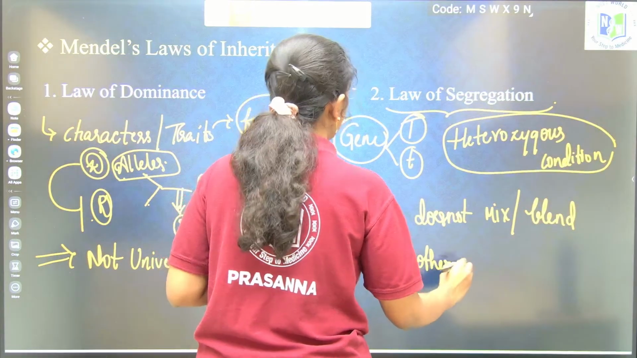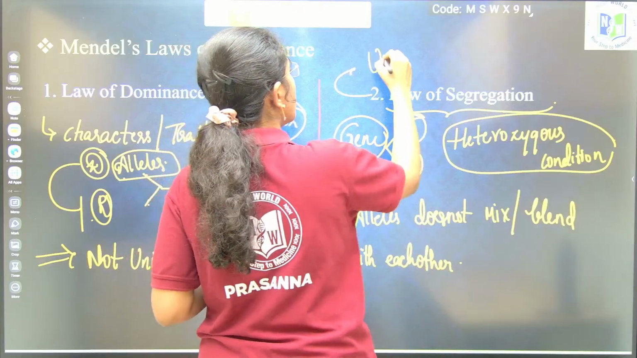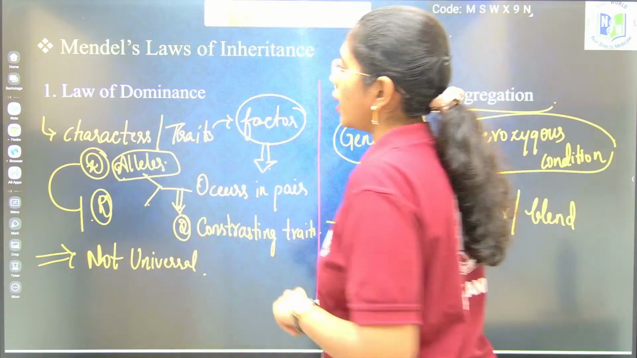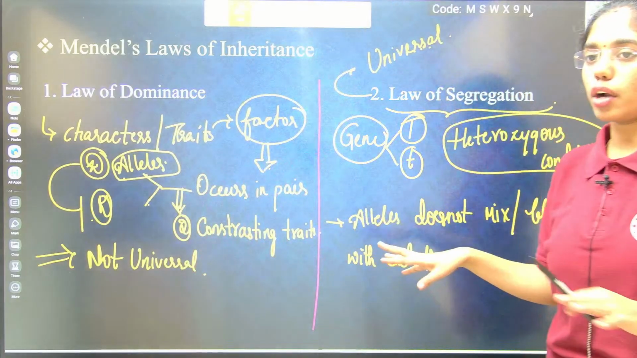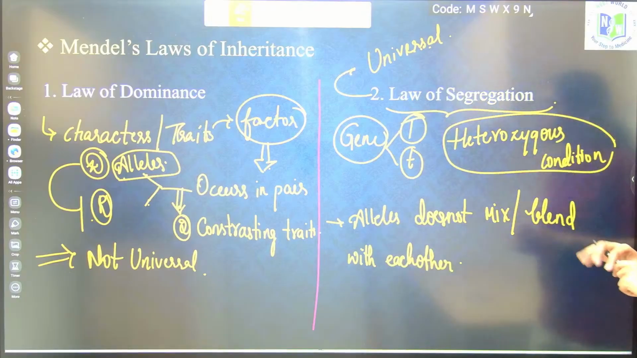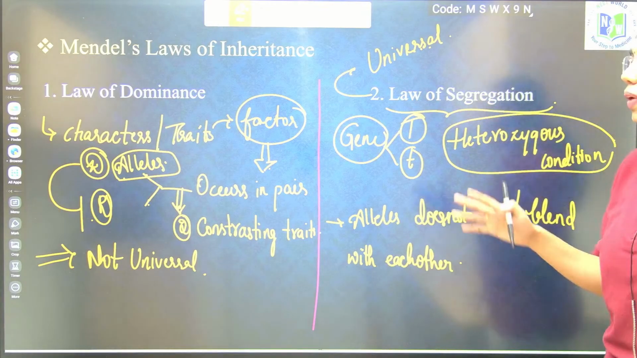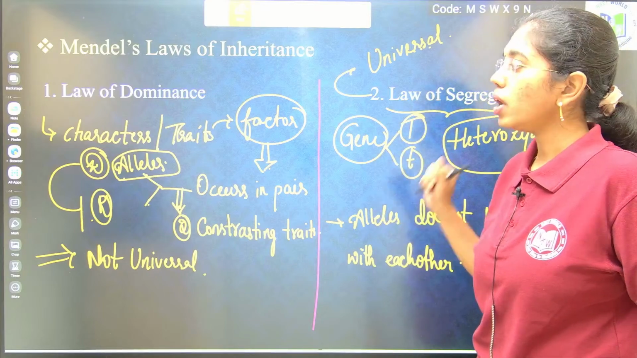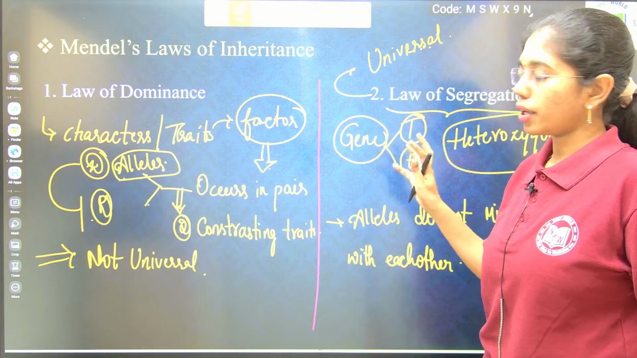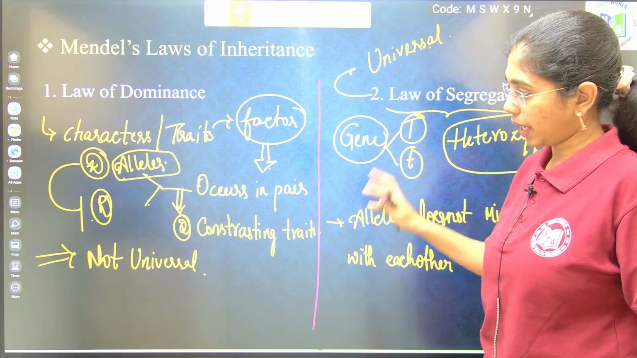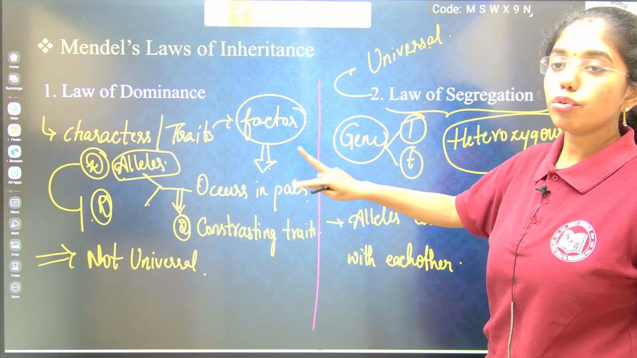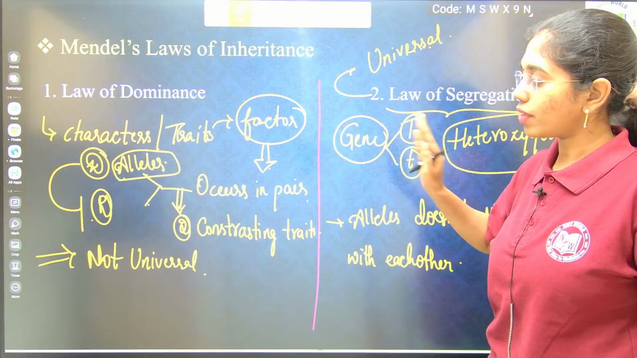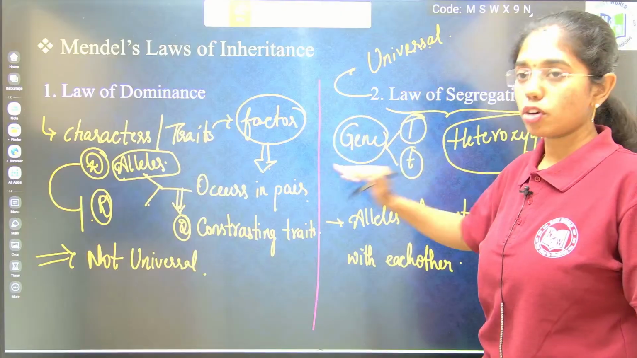And remember, law of segregation is universal. Clear, right? Law of dominance is not universal, but law of segregation is universal. Okay, in law of dominance, what are the clear statements? Characters or traits occur in factors, each factor occurs in pairs and each pair will have two contrasting alleles. Dominant allele will inhibit the effect of recessive allele. This is all about law of dominance.